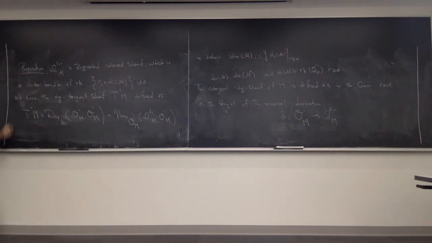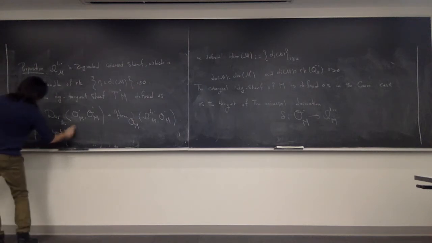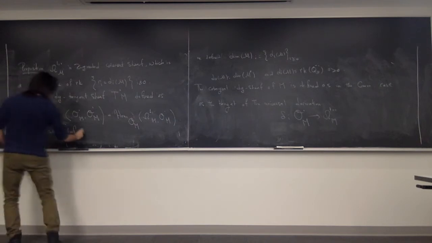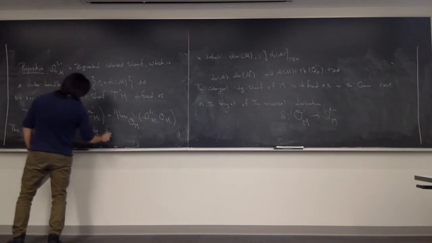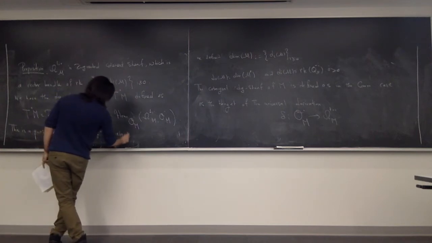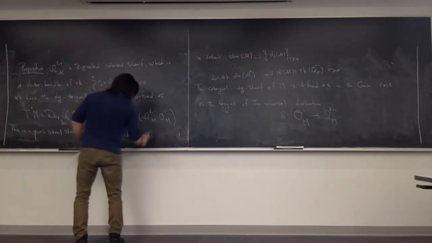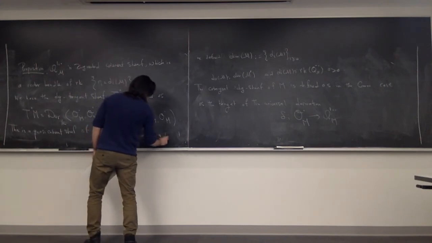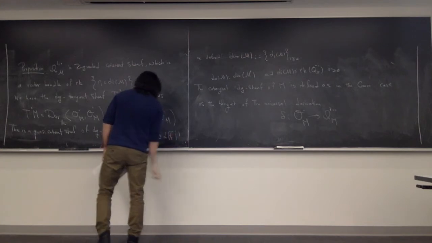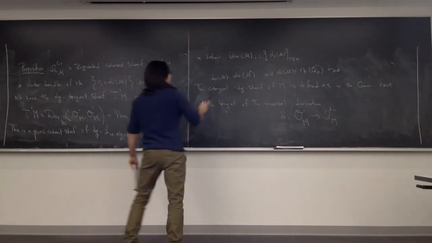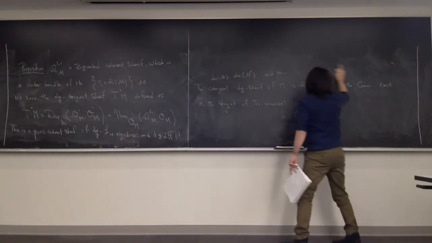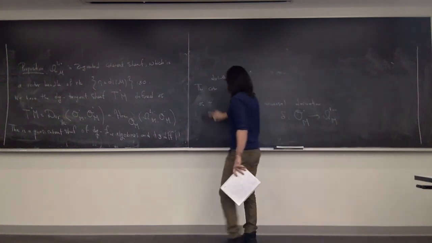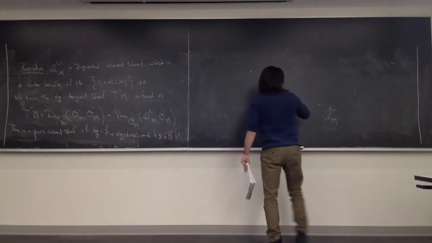So this is a quasi-coherent sheaf of DG algebras, and its differential is given by the commutator with the differential of O dot.